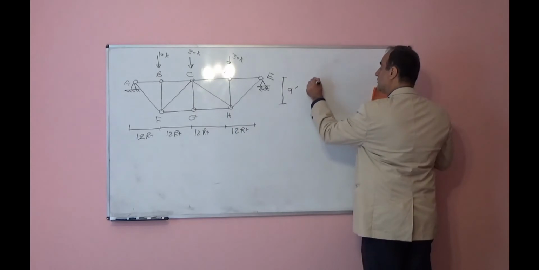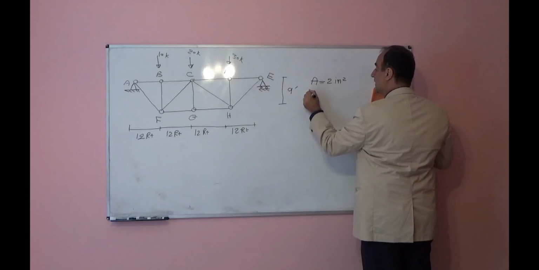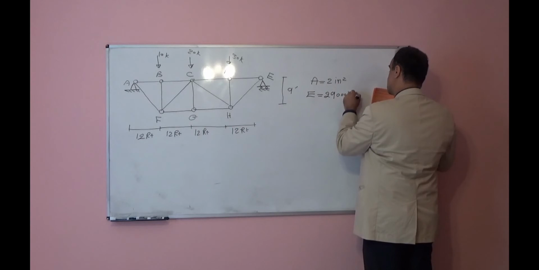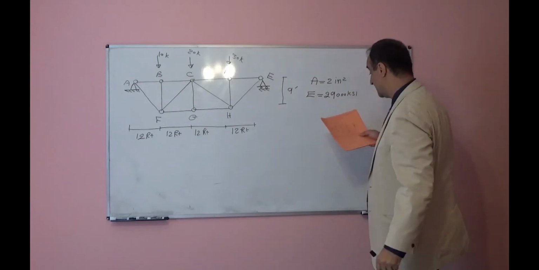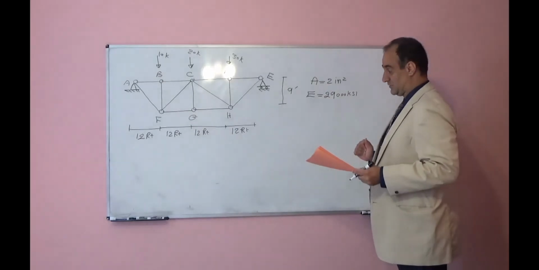The cross-sectional area for all members is 2 inches squared. Young's modulus for all members is 29,000 ksi. These are our external loads.